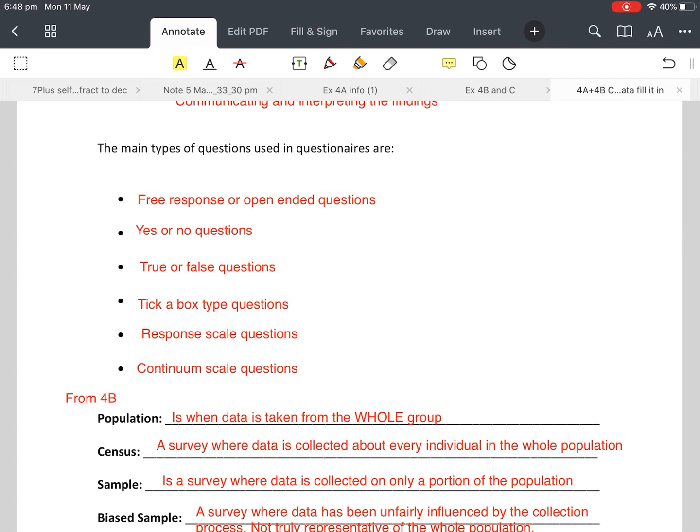And the last one is a continuum scale. It's pretty much just a straight line. You'll have strongly agree at one end, you'll have strongly disagree at the other end, and you pretty much just place a cross somewhere on that line to tell people how you really feel.